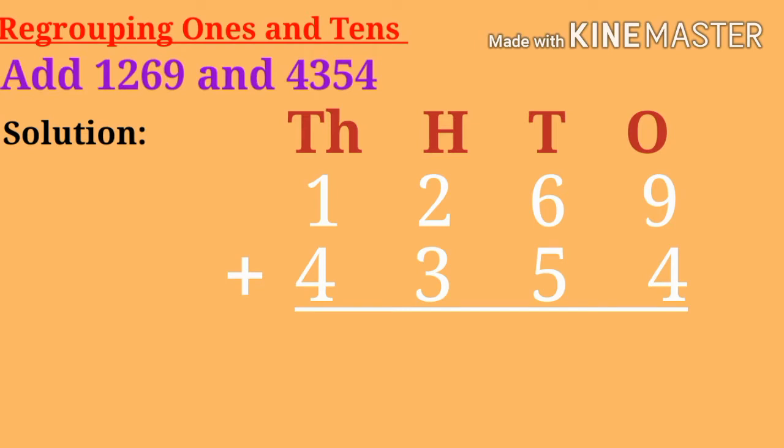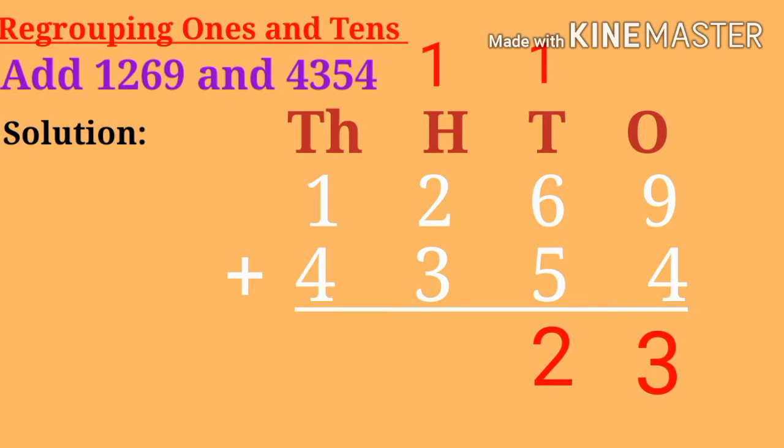First we have to arrange these numbers column-wise according to their place value, right? Add the ones digits, that is 9 ones plus 4 ones is equal to 13 ones. Now we have to regroup 13 ones. Write 1 in the tens place and 3 in the ones place. Now add the tens digits. 1 ten, that is regrouped, plus 6 tens plus 5 tens, that is equal to 12 tens. Now we have to regroup again: 12 tens is equal to writing 2 in the tens place and 1 in the hundreds place.